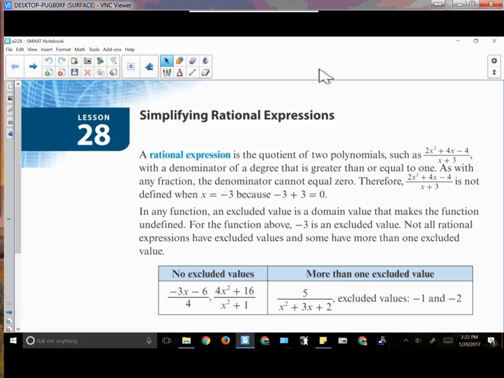Simplifying rational expressions. Now, a rational expression is simply nothing more than a fraction. You have to understand that when we are looking at things like 2x squared plus 4x minus 4, or x plus 3, these are actually representing a value. Number on top and number on the bottom. Value on the top, value on the bottom. And when we're looking at these things, they behave exactly the same way that fractions did back when you were in elementary. Same rules apply.